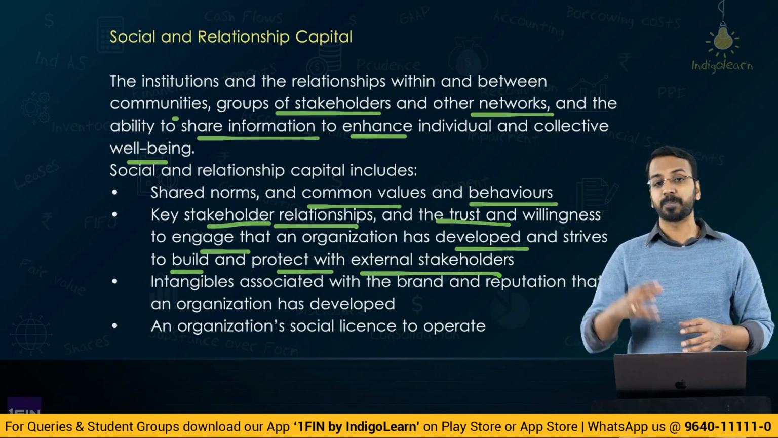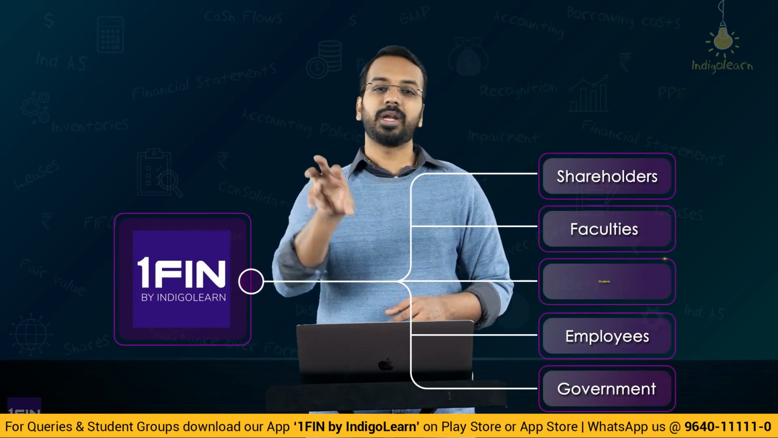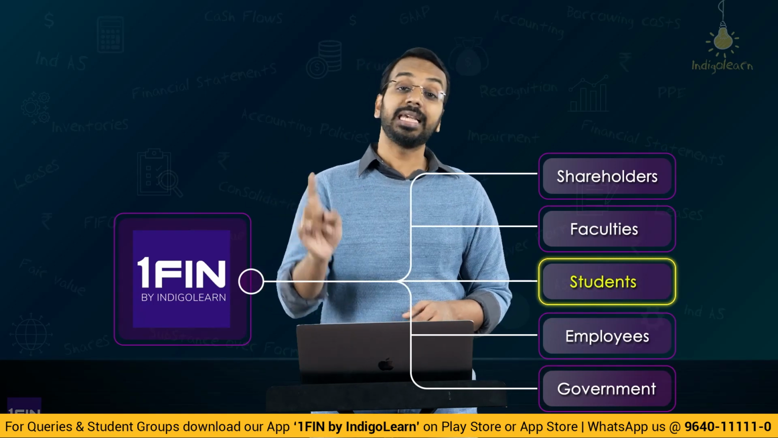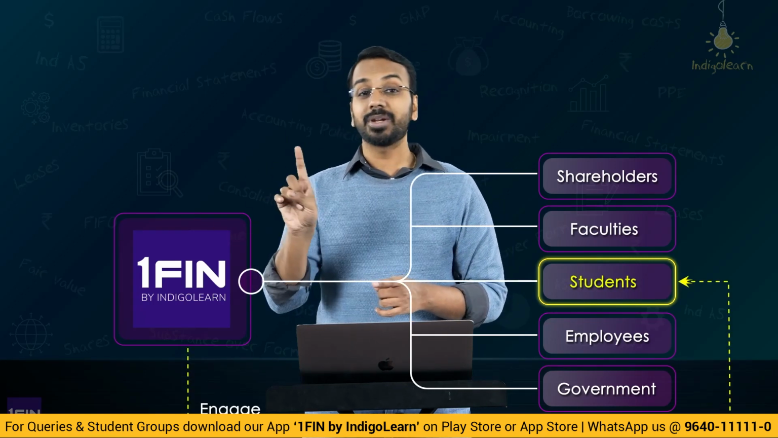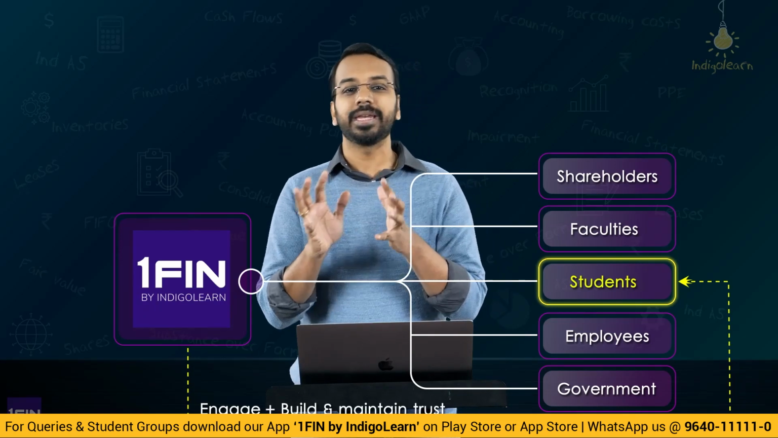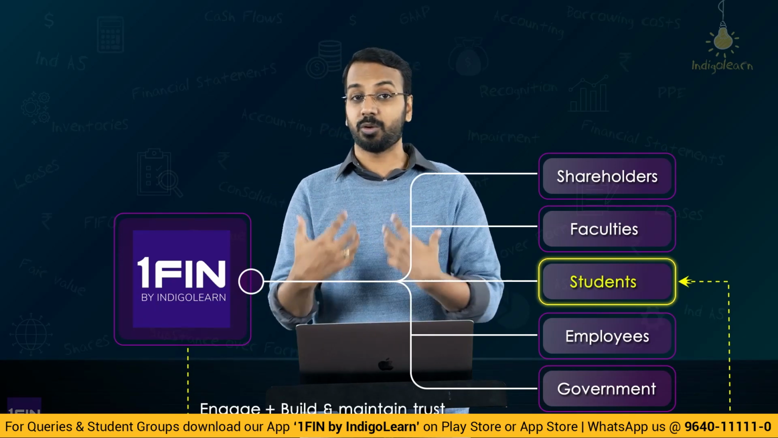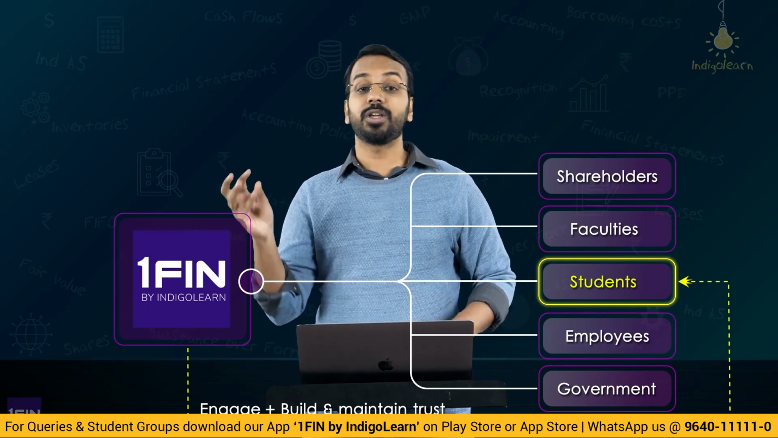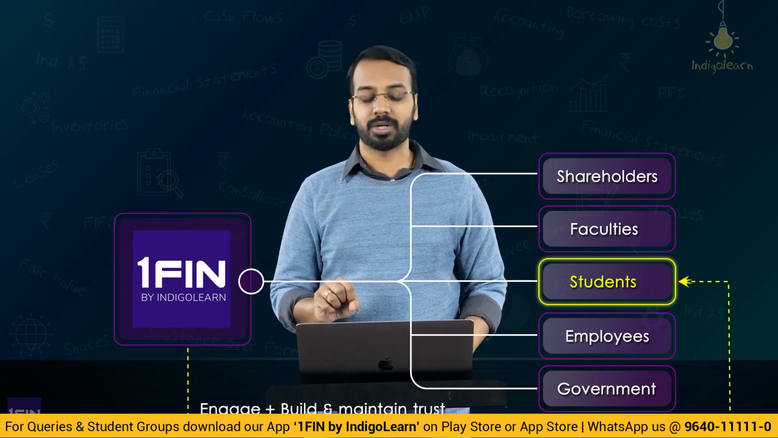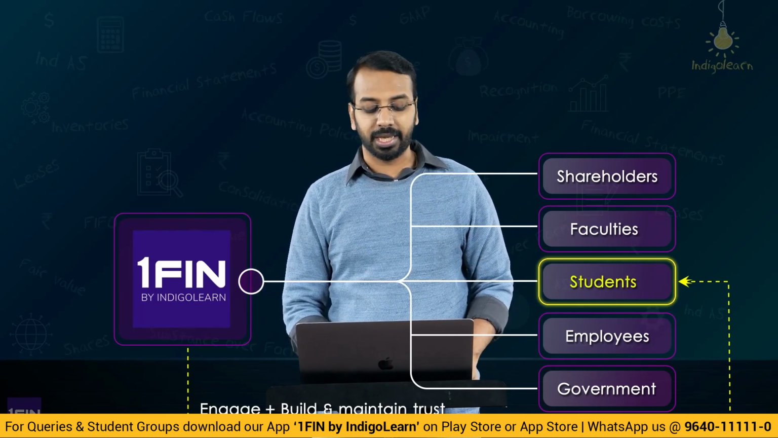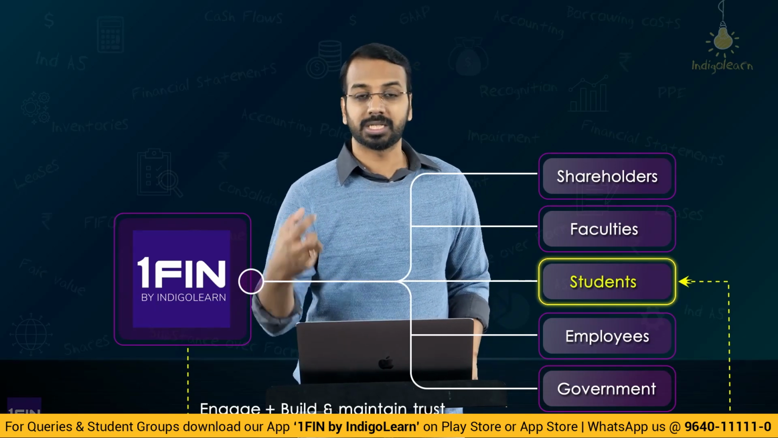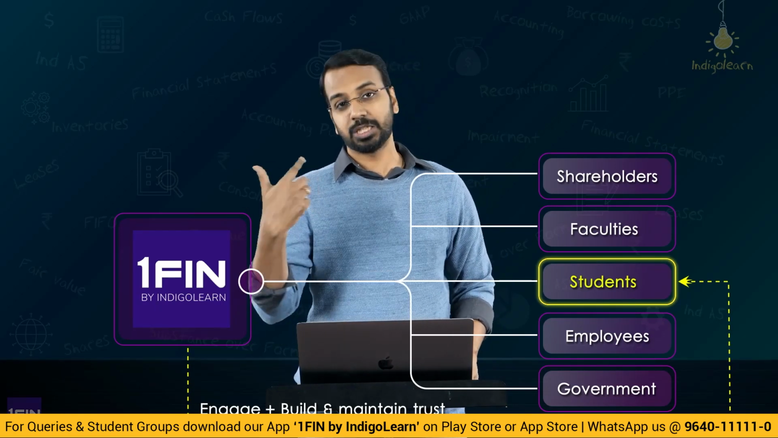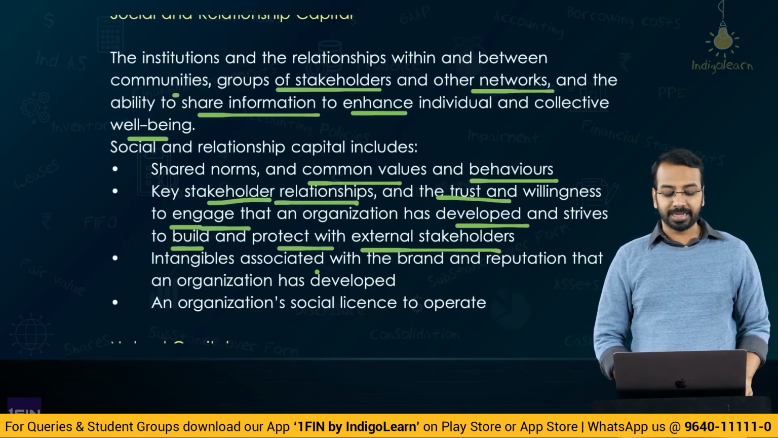What it basically means is, say IndigoLearn is a company, right? IndigoLearn has multiple stakeholders. Students are one of the stakeholders. Now, how does the company engage with the students? That is one. How does the company build trust? And how does it continue to maintain that trust? We have built some trust with you. That's why you are watching these classes, right? Now, how do we maintain that trust? That is very important. How do we continue to engage with the students? That is very important. So, that is the meaning of trust and willingness to engage. Are we willing to engage with the students? Are we willing to improve the lives of the students? That is what we are talking about. Then intangible associated with brand and reputation that an organization has developed.